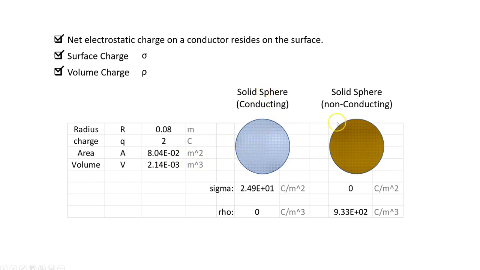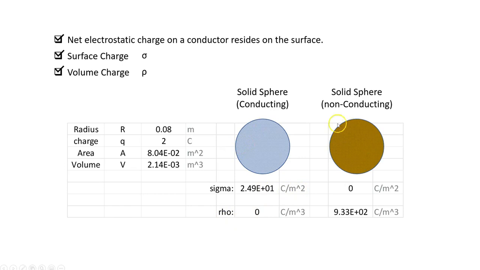Now, the only difference is this sphere is conducting and the other one is non-conducting. So for the conducting sphere, any charge that would have been anywhere in this volume must spread out on the surface. And assuming a uniform density, we would get sigma, the surface charge density, to be this 2.49 times 10 to the 1 coulombs per square meter. And rho, the volume density, is 0 because all the charge is on the surface.